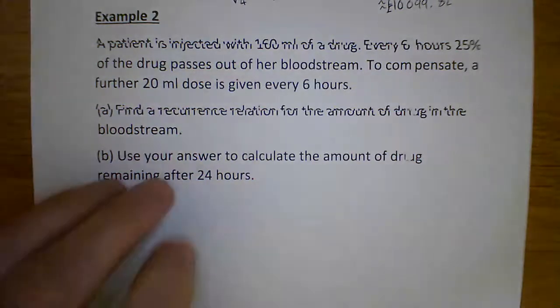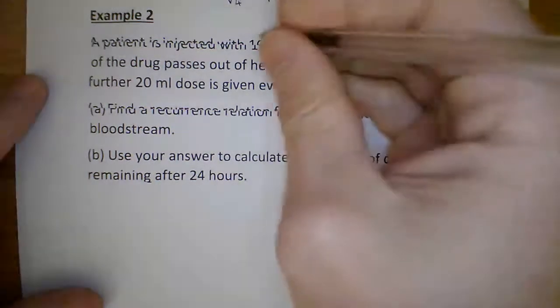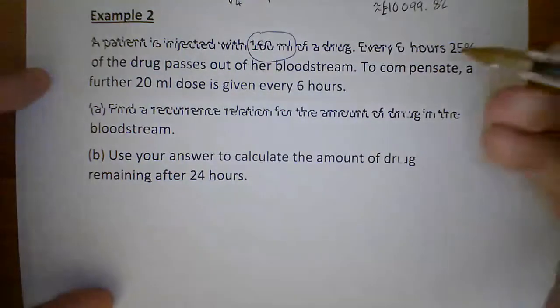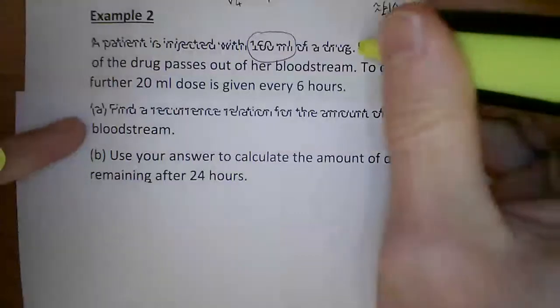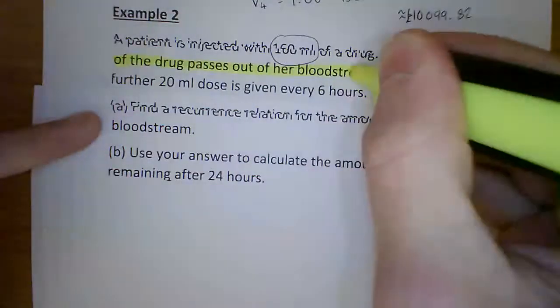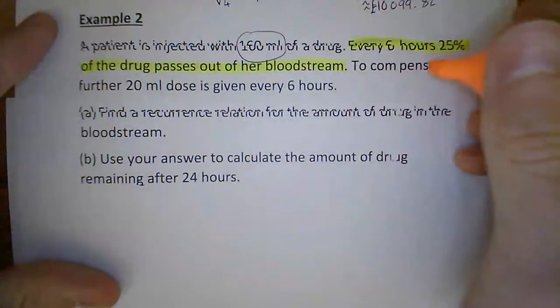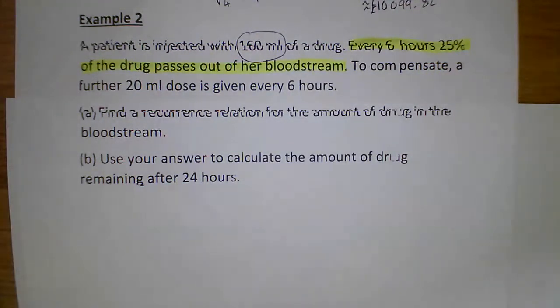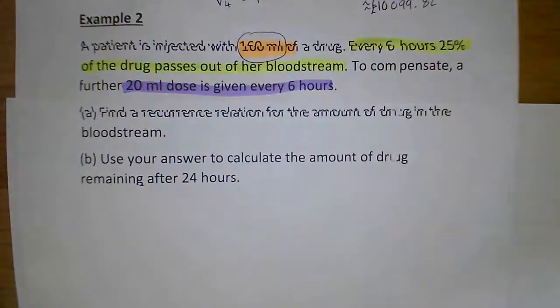So we've got 2 pieces of information here about a drug. We are told the patient is injected with 100 milliliters every 6 hours. 25% of the drug passes out of the bloodstream. So we've got something about every 6 hours. Some of the drug passes out of the bloodstream. Second thing, to compensate, a further dose of 20 milliliters is given every 6 hours. So we've got this extra every 6 hours. The 100 milliliters is how much is put in to start with.